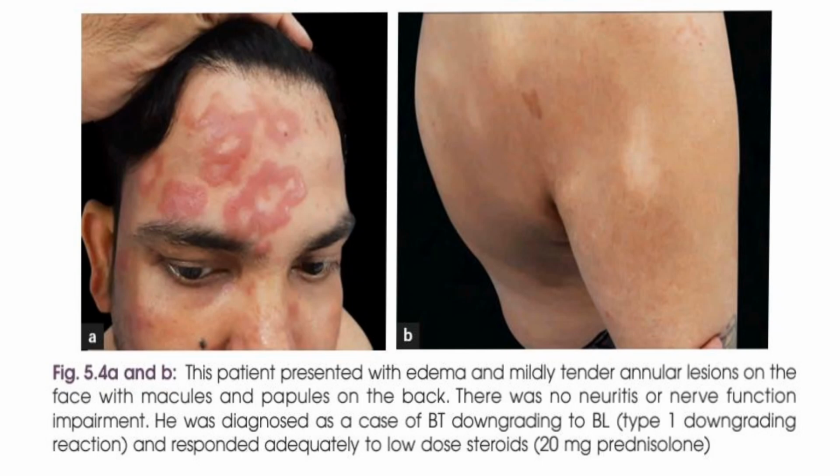This is a patient who presented with edema, mainly mildly tender annular lesions on the face with macules and papules on the back. There was no neuritis or nerve function impairment. He was diagnosed as a case of borderline tuberculoid, downgrading to borderline lepromatous with type 1 downgrading reaction, and responded adequately to low dose steroid, 20 mg prednisolone.